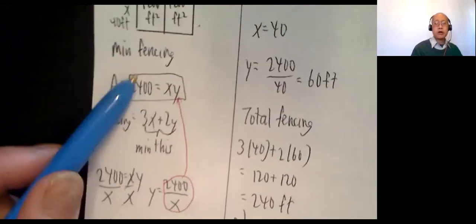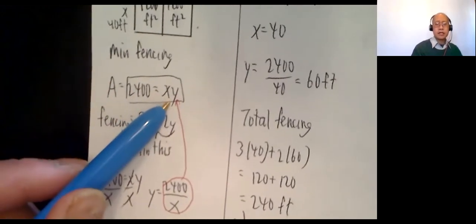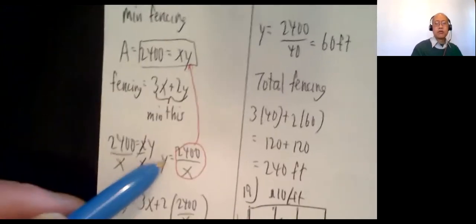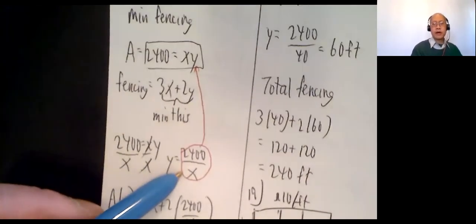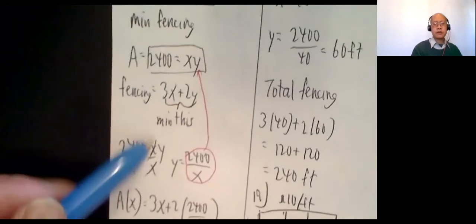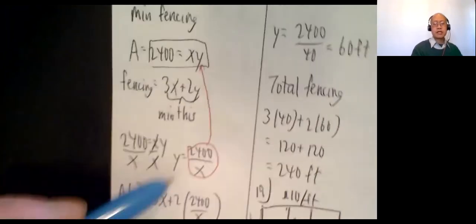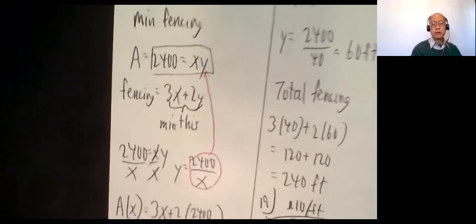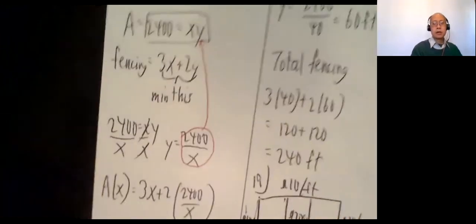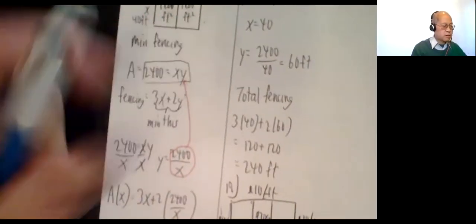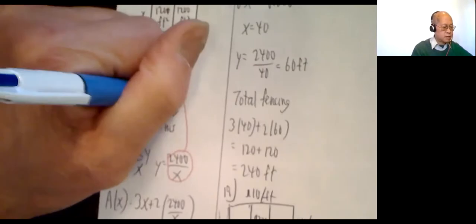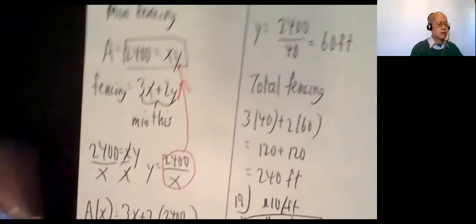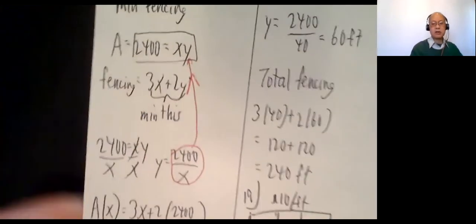To do that, I solve this equation for Y. That's easy. Divide both sides by X. Y is equal to 2,400 over X. Right, 2,400 equals XY. Divide both sides by X. Y is 2,400 over X. Plug that back into here. Oh, sorry, plug it back into here. Should have my arrow come over here, really. But yeah, that is also Y.